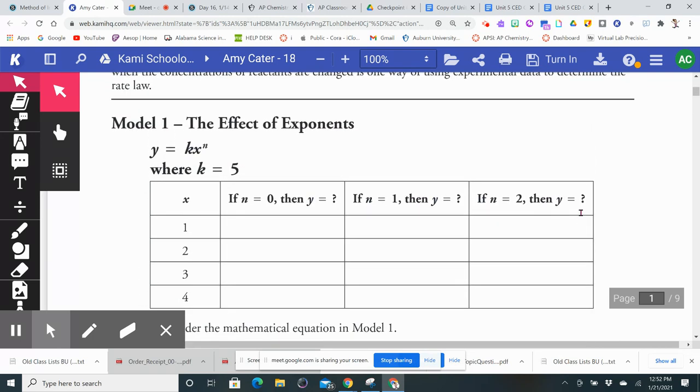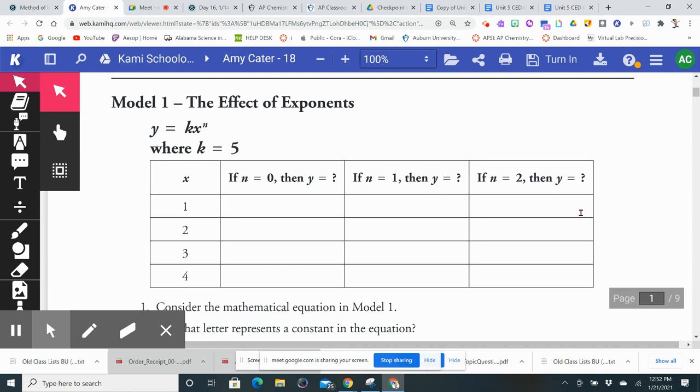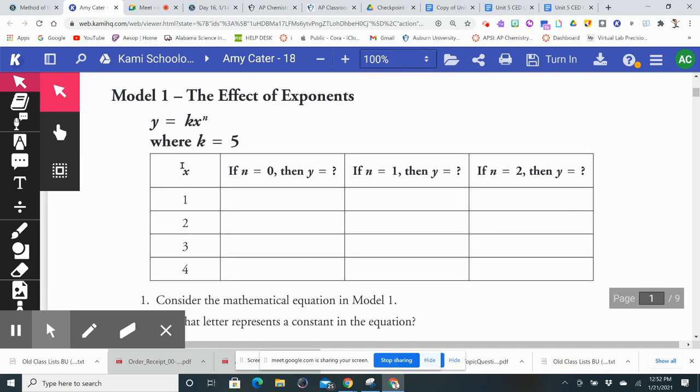Okay, so the effects of exponents. So if we have y equals k x to the nth power, where k is 5. We're just starting with the simple math, because this is what this is based on, math. Okay? So we're just looking at how does an exponent affect an equation. So you'll need your calculator, you may need a piece of paper, scratch paper, and pencil. So let's get that out.